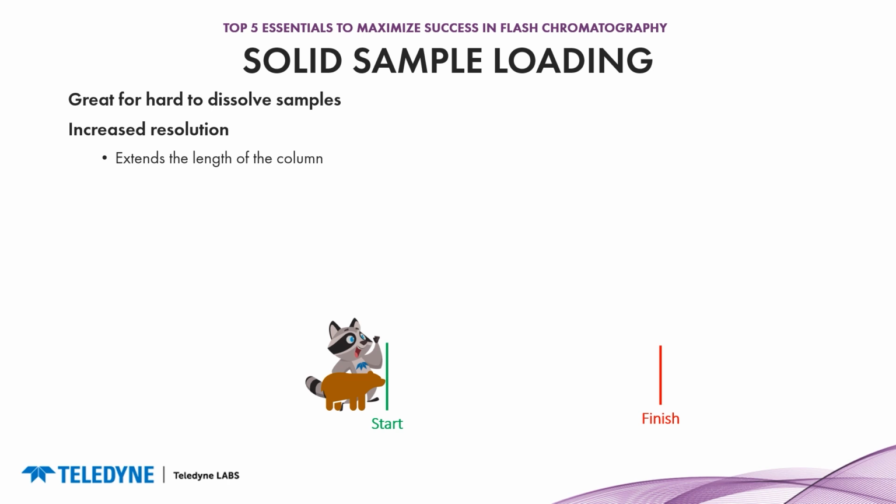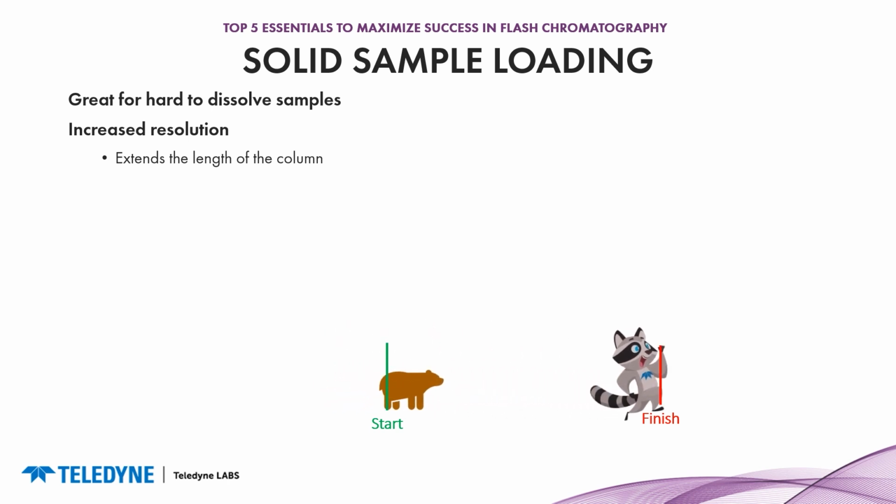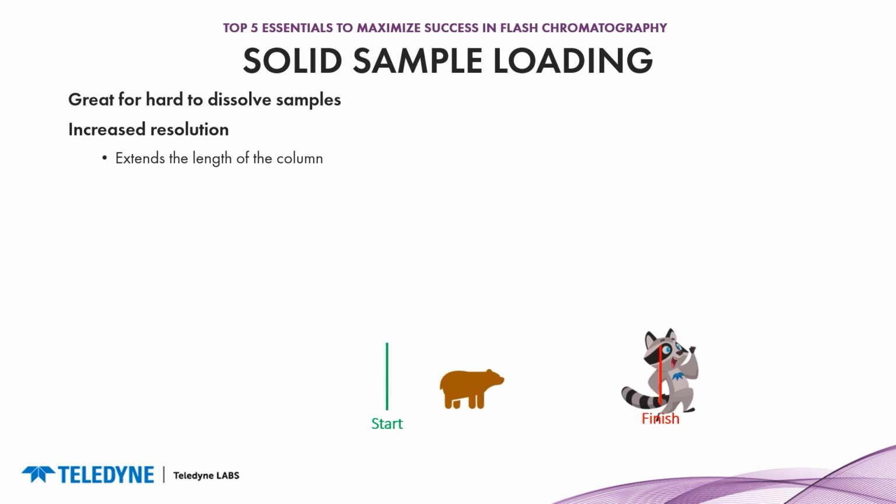So in this example right here, this is just a column. There is no solid load cartridge. There's no solid loading. And Ready doesn't have very good affinity for the stationary phase. So he's going to fly down this column, and the bear is slowly going to make its way down the column. So we are getting some separation between the two of them.